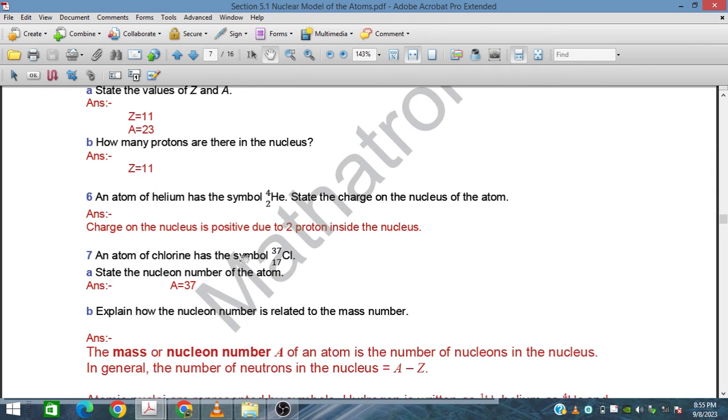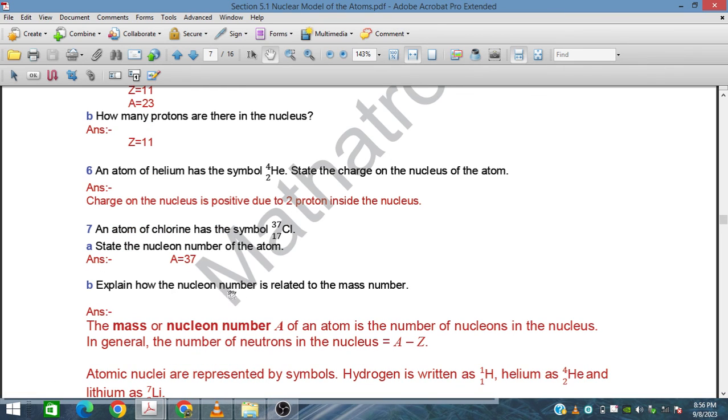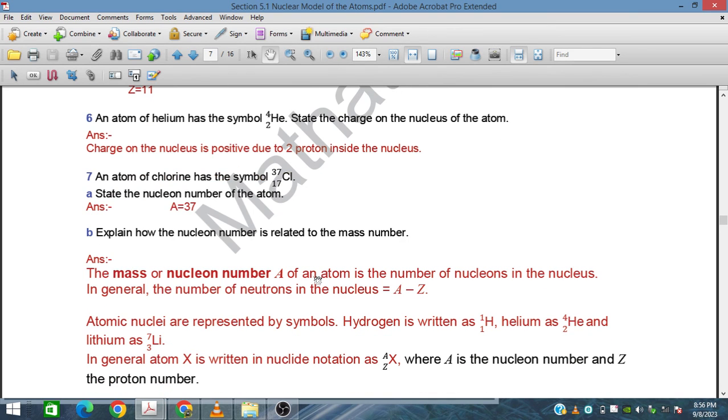An atom of chlorine has a symbol of 17 and 37 Cl. State the nucleon number of the atom. Here the number of nucleons is 37. Explain how the nucleon number is related to the mass number. The mass or nucleon number of an atom is the number of nucleons in the nucleus. In general, the number of neutrons in the nucleus is A minus Z, where this is the nucleon number and this is the proton number. The difference gives the neutrons in the nucleus.